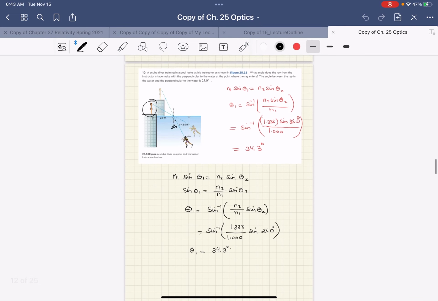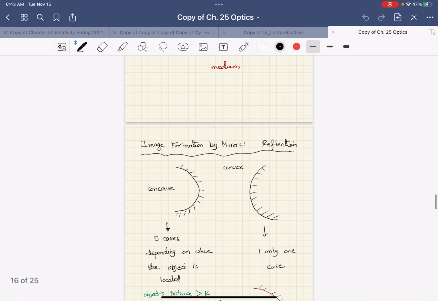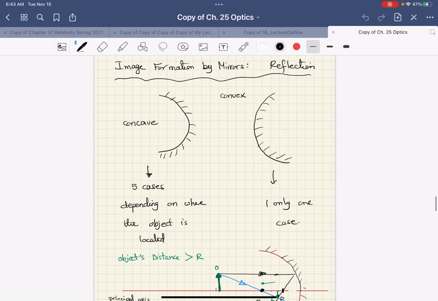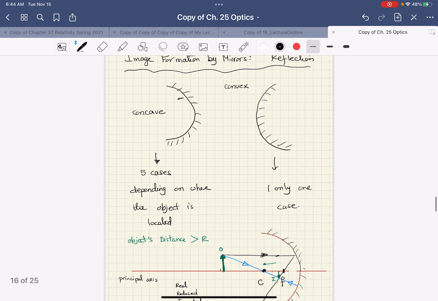This is the last part of chapter 25. We are going to talk about image formation by mirrors. And of course, this is due to reflection, because light, when it hits the mirror, is going to reflect. This type of mirror, where this is the reflective side, we call concave, and that one is convex.